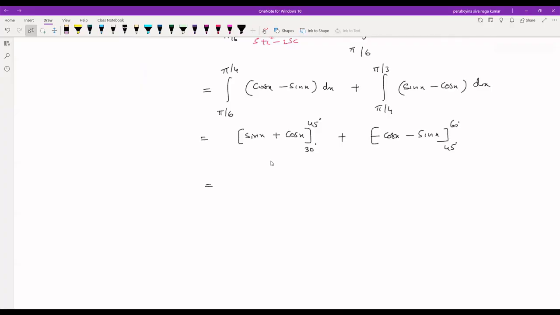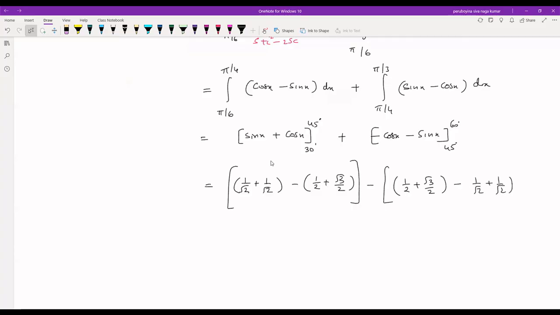Sin 45 plus cos 45 is 1 by root 2 plus 1 by root 2. Upper limit minus lower limit: sin 30 is 1 by 2, cos 30 is root 3 by 2, and take minus outside as a common factor. And cos 60 is 1 by 2 plus sin 60 is root 3 by 2, and then minus the lower limit cos 45 and plus sin 45.